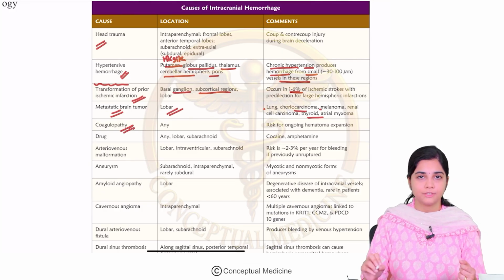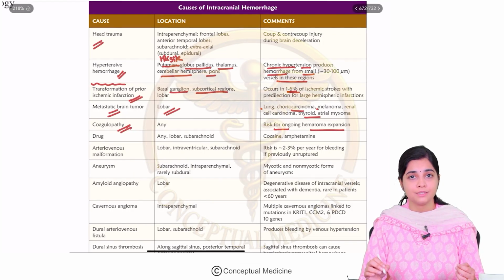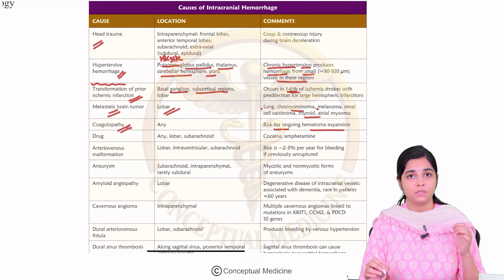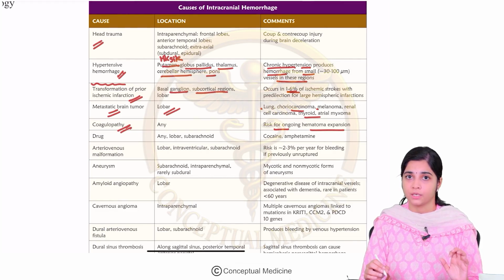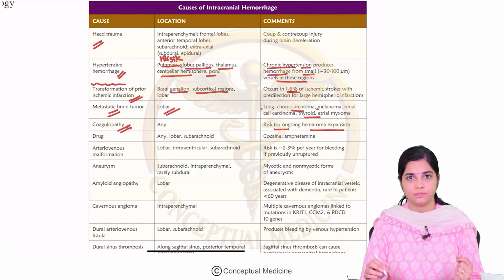Then coagulopathy of any sort. If the patient is on an anticoagulant or has a coagulopathy due to some reason, then there is a risk of hematoma expansion. Once he has bled, or he has had a trauma and he has bled, that is okay. But there is a risk of that hematoma expanding whenever there is a coagulopathy.